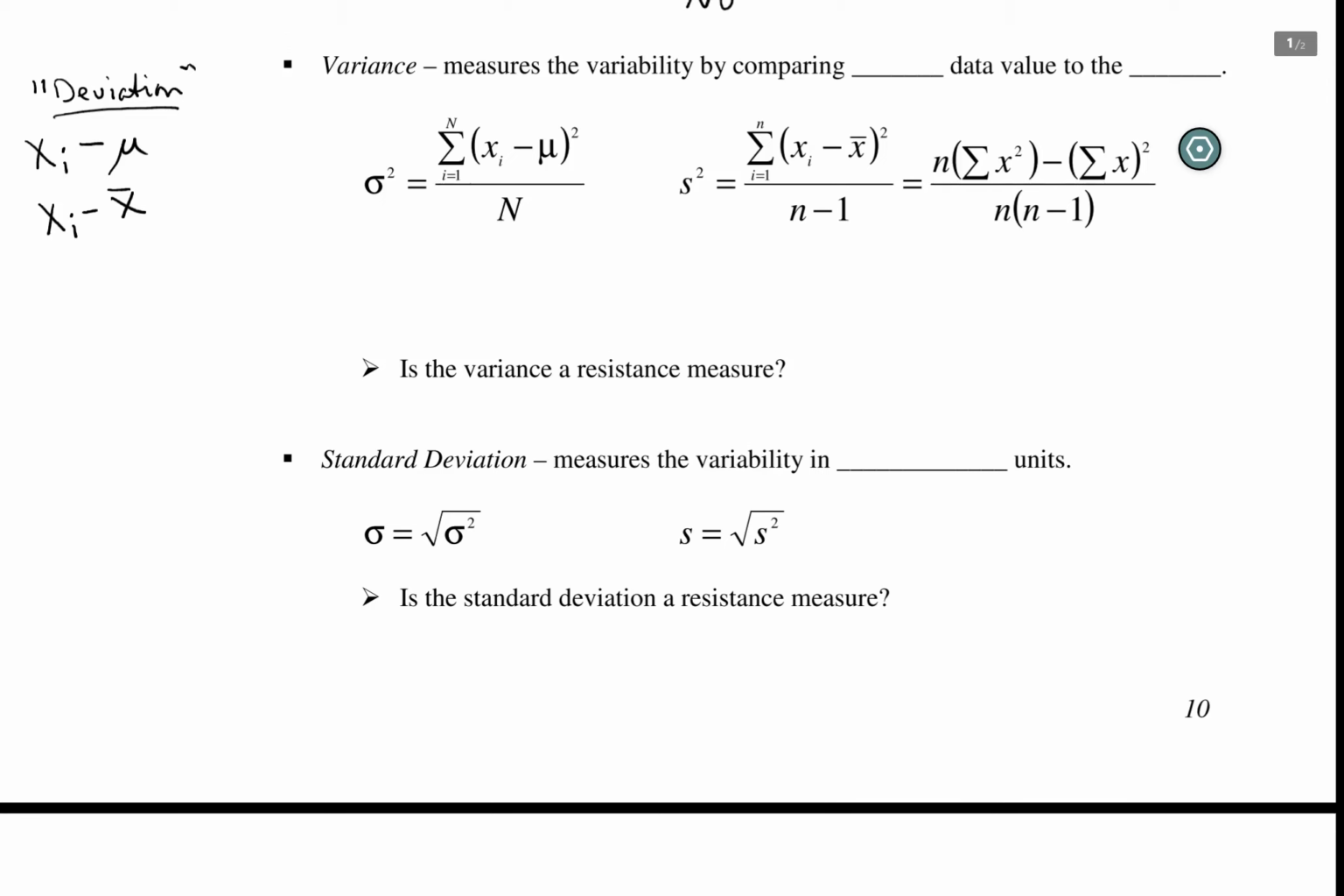When we look at this first quantity called the variance, it measures the variability by comparing each data value, that is each xi, to the mean. We're going to first start off with sigma squared. This is the population variance. The population variance, because it's a quantity about the population, is a parameter, and so it's typically unknown. When we look at this quantity here, it's the sum of xi minus mu, and then we square that difference. So we're squaring the deviations.